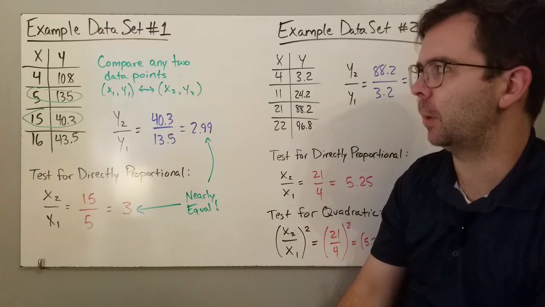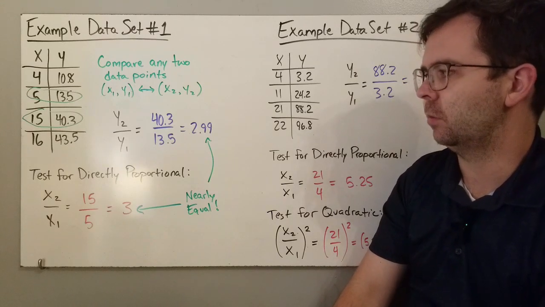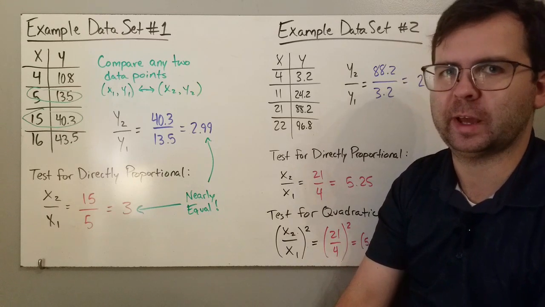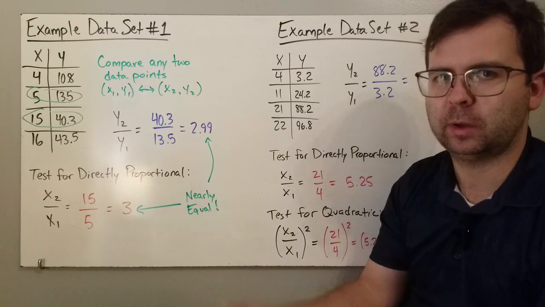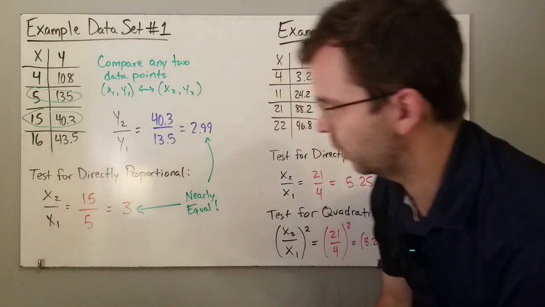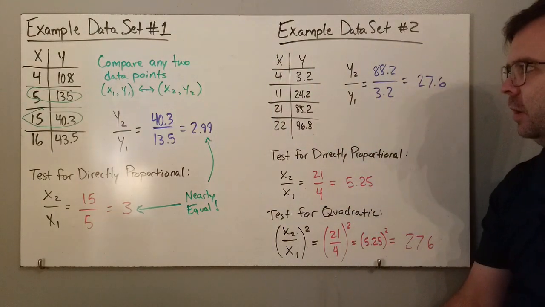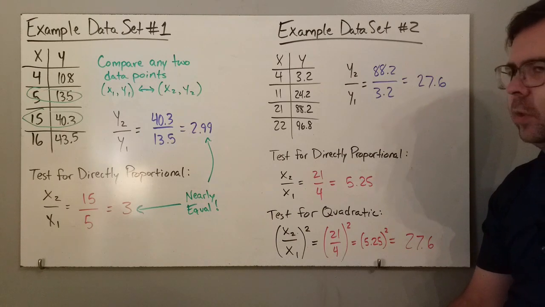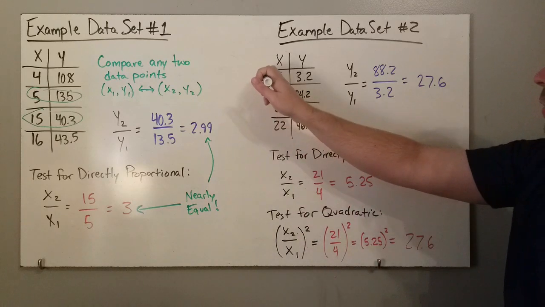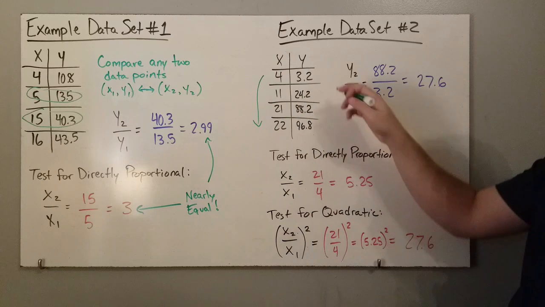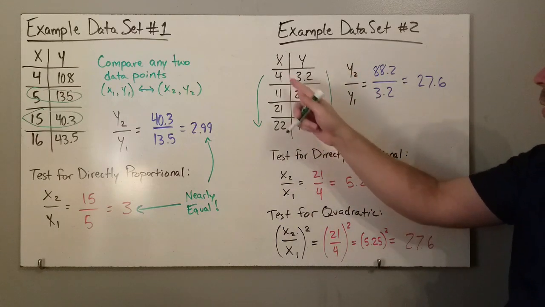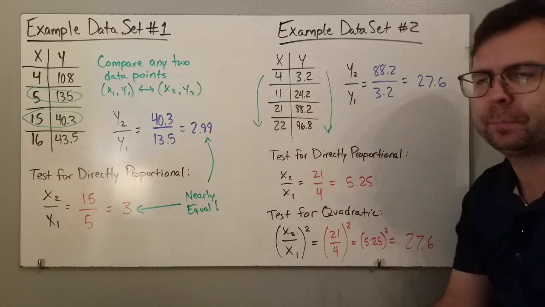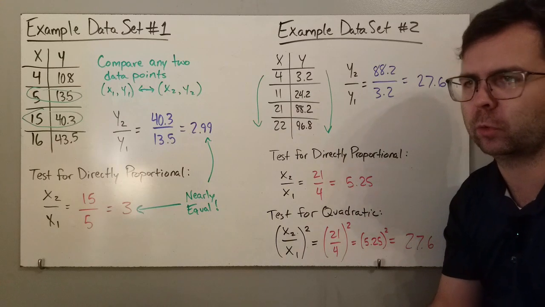Now I could test this again by picking 2 other data points and seeing what the ratio between those two are. Sometimes you have to do it multiple times with different data to make sure that you do have a directly proportional relationship. Let's look at the second data set here. We've got some new numbers, and this time I'm going to test it again for directly proportional because I see that as the x value is going up, the y value is also going up. So it's going up, they're both going up. So I know it's either going to be directly proportional or quadratic.